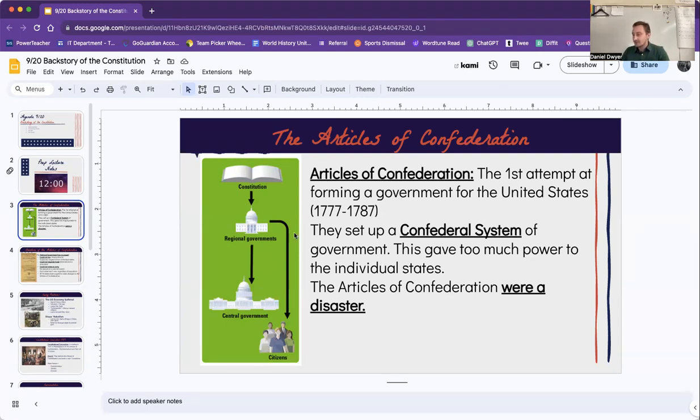This meant that the central government didn't really have a whole lot of power. All the regional or state governments had lots of power. And whenever they wanted to come together and solve an issue, all 13 states had to approve of it before the federal government could really do anything. As we talked about in class, it's very difficult to get an entire country all behind one idea.